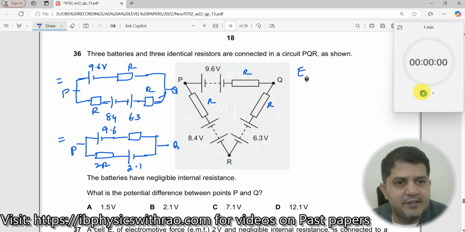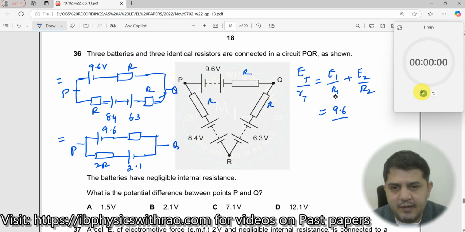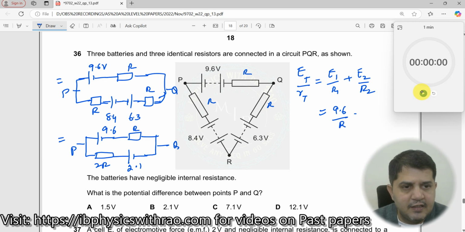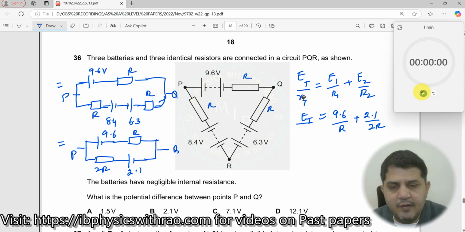The solution is E total divided by R total is equal to E1 by R1 plus E2 by R2. What is E1? E1 is nothing but 9.6. What is R1? R1 here is R. I do not know what R is, so I'll just write R. Plus E2, 2.1, divided by what is this resistance? 2R. And then E total I'll write here, divided by R total.